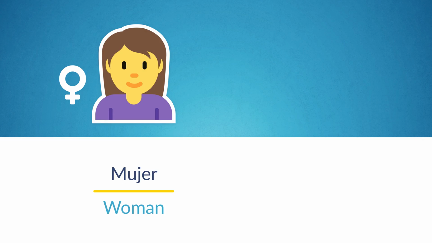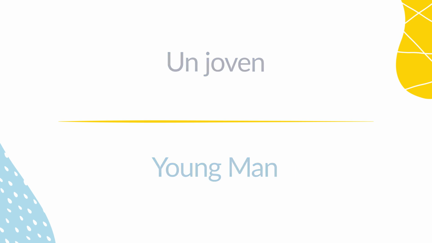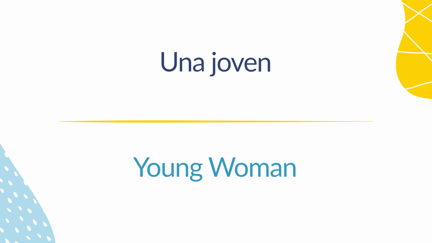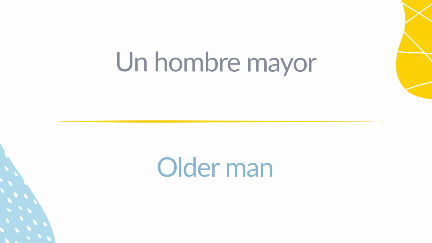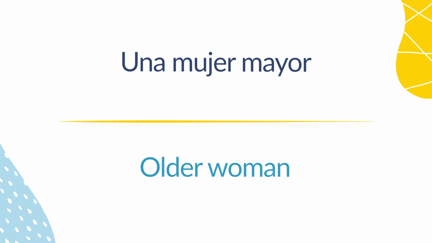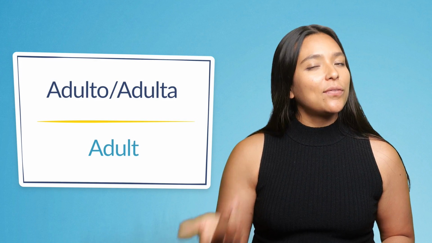Mujer means woman. Hombre means man. Un joven is a young man, and una joven is a young woman. You can see how the masculine and feminine forms have a slight variation here, and this will come up again and again as you'll notice. Un niño is a boy. Una niña is a girl. Un hombre mayor is an older man, and una mujer mayor is an older woman. And finally, if you want to keep it basic and just say that someone is an adult, you can say adulto for the masculine version and adulta for the feminine form.